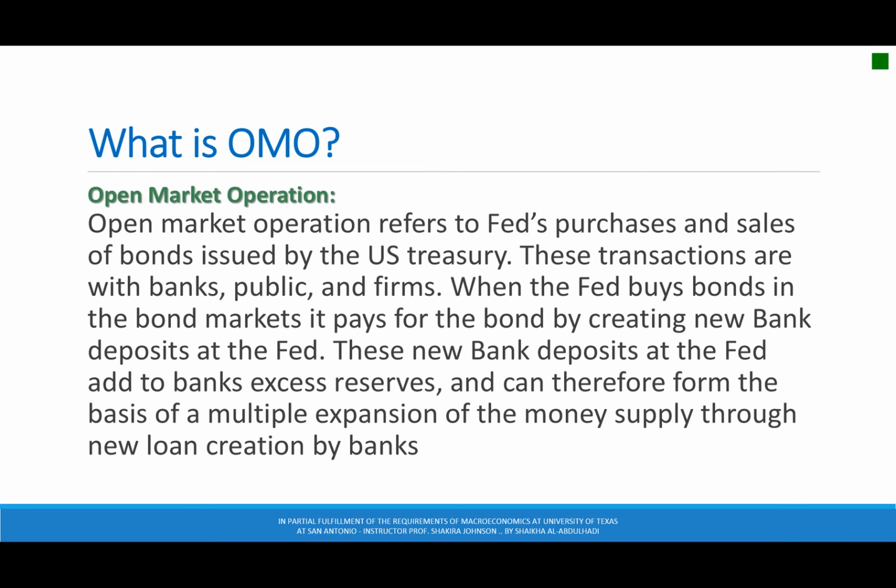Open market operation refers to the Fed's purchases and sales of bonds issued by the U.S. Treasury. These transactions are with the banks, public, and firms. When the Fed buys bonds in the bond market, it pays for the bonds by creating new bank deposits at the Fed. These new bank deposits at the Fed add to the bank excess reserve and can therefore form the basis of multiple expansion of the money supply through new loan creation by banks.